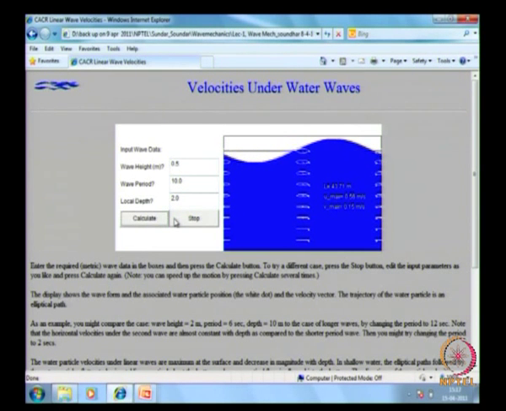So now you look at the variation, you see that the waves are propagating in elliptical orbits and the effect of these waves is felt up to the seabed.